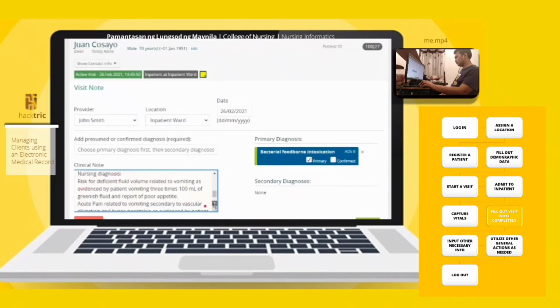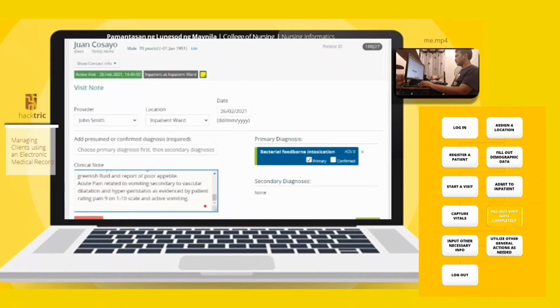Then our nursing diagnosis. Risk for deficient fluid volume related to vomiting as evidenced by patient vomiting 3 times 100 ml of greenish fluid and report of poor appetite. Also, another nursing diagnosis is acute pain related to vomiting secondary to vascular dilatation and hyperperistalsis as evidenced by patient rating pain 9 on 1 to 10 scale and active vomiting.